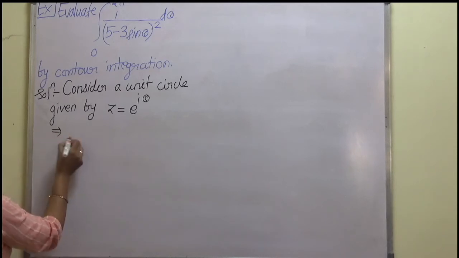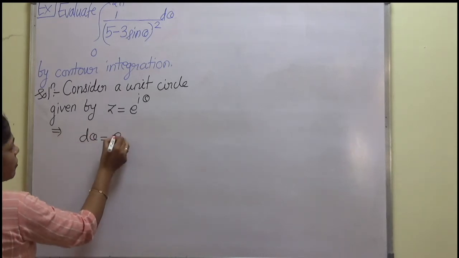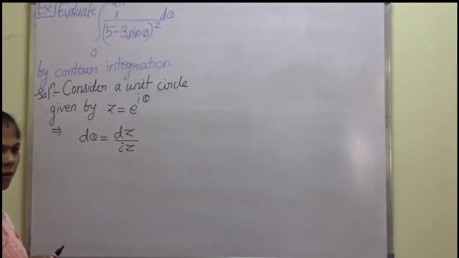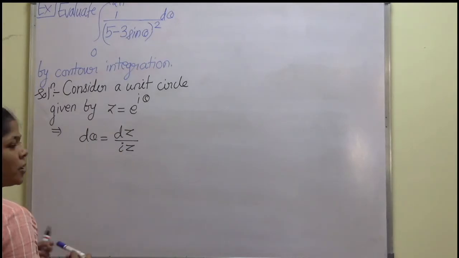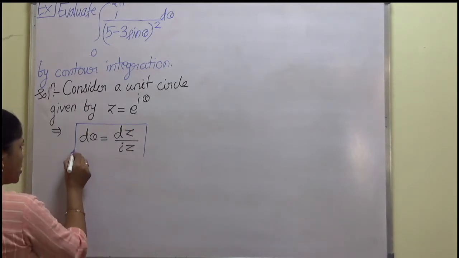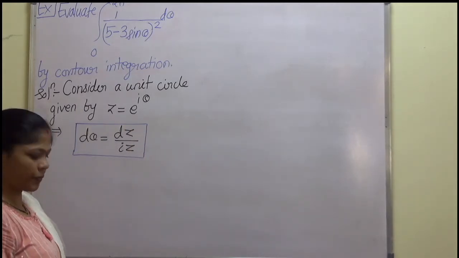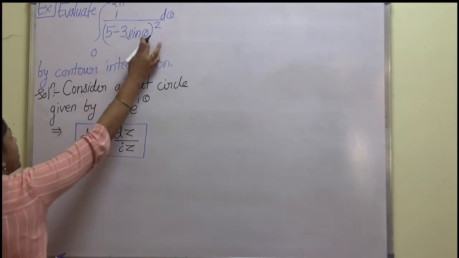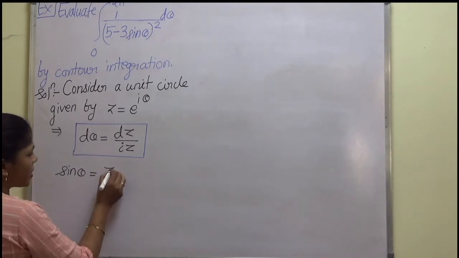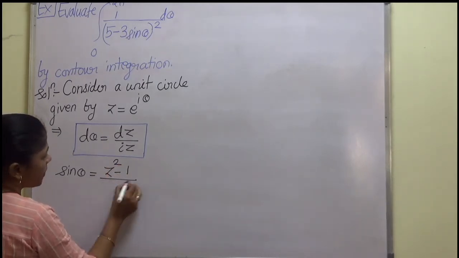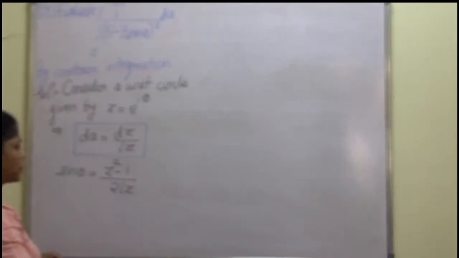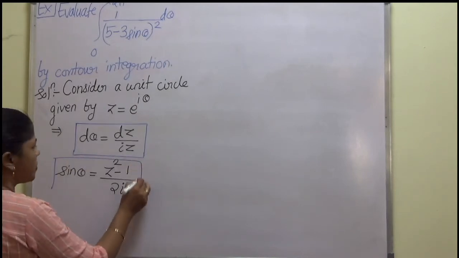We need d theta. So let us write quickly the expression for d theta, that we remember as dz by iz. I already told you how to obtain such an expression. You can refer to the previous video lectures on how to get these expressions. So d theta is dz by iz. After this, as we find sin theta, let us write the expression for sin theta. Sin theta is nothing but z square minus 1 upon 2iz. So this also we will use.